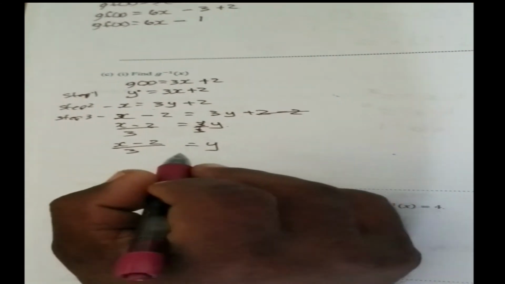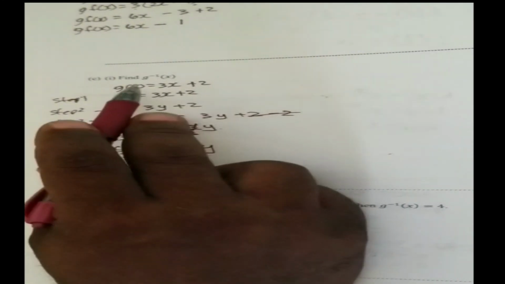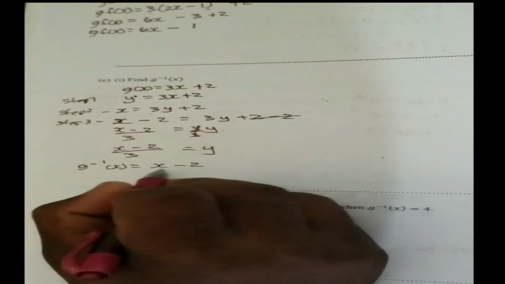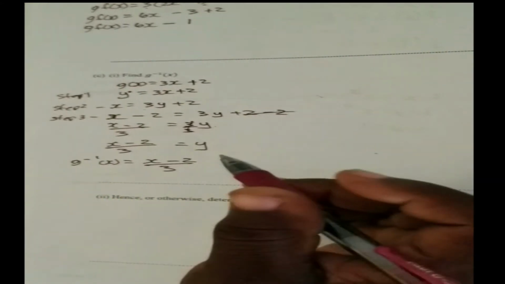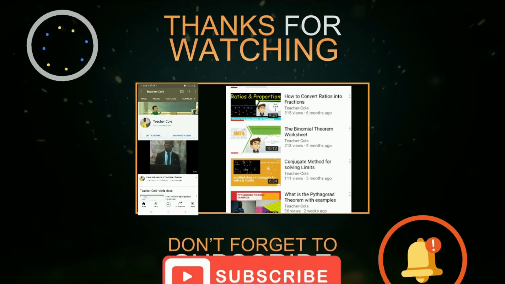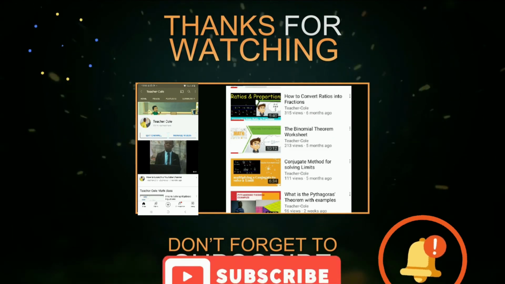And we can then, in writing it in terms of g of x, rewrite it back. g inverse of x is equal to x minus 2 over 3. That would be our final answer. Right? It says now, hence or otherwise determine the value of x when our inverse is equal.